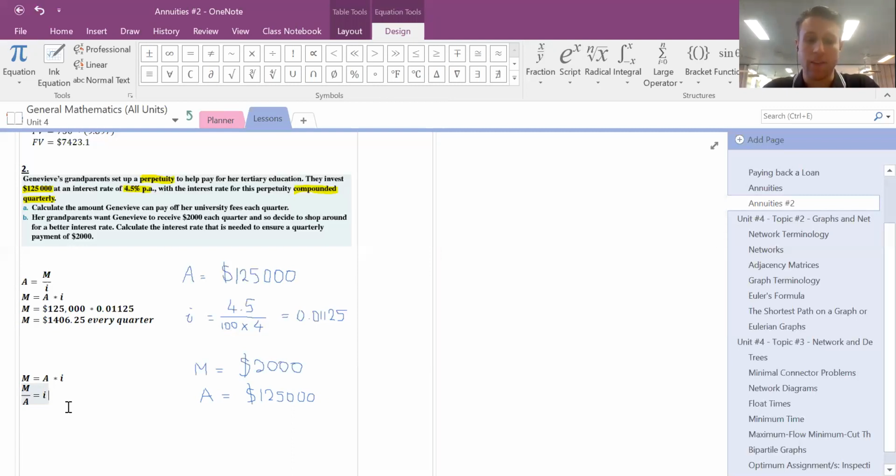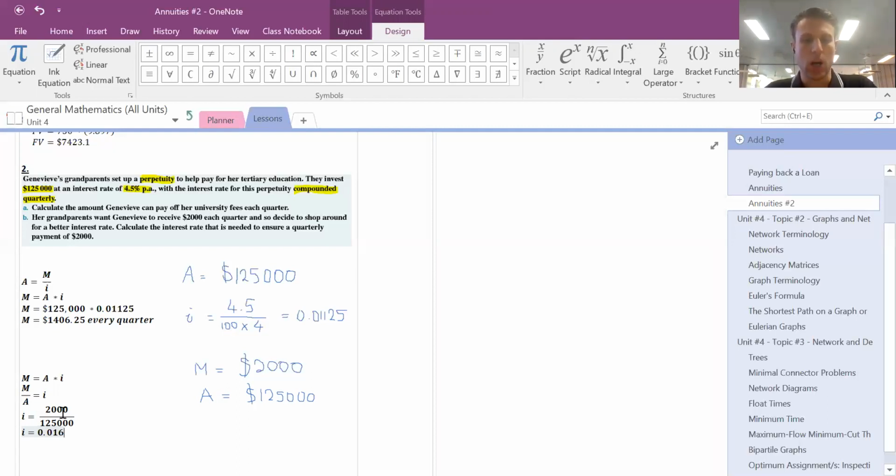So we already have M and A, so we can go down to the next bit and go I equals, our M value is 2,000 divided by the 125,000 the grandparents are happily putting in, and we will end up with a value of 0.016. So I equals 0.016. Now, that's not a percentage rate. That's not worked out what it would be per annum, and that's what we're looking for.